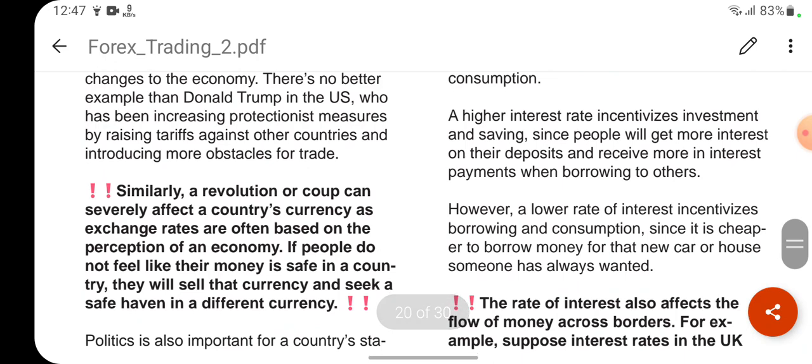Similarly, a revolution or coup can severely affect a country's currency as exchange rates are often based on the perception of an economy. If people do not feel like their money is safe in a country, they will sell that currency and seek a safe haven in a different currency, as a lot of people do. They sell their currency and buy the Japanese yen in any crisis or unstable situation, because the Japanese yen is mostly known as a safe haven.